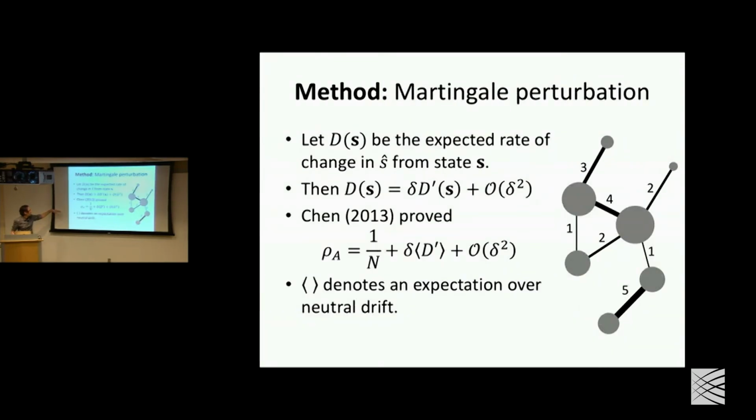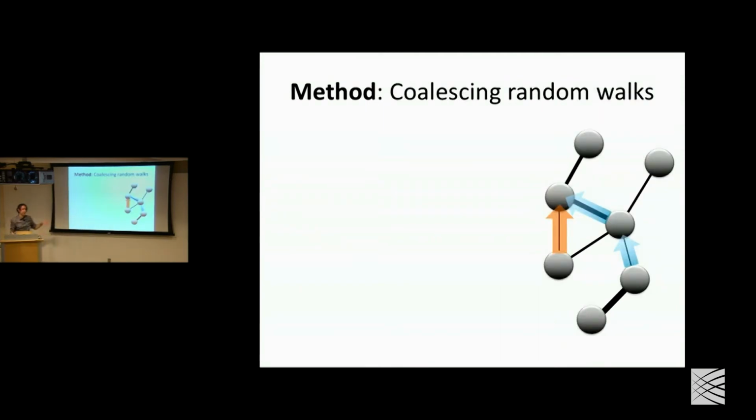So we now need to understand this D prime quantity. We've reduced it to understanding how this D prime behaves under this particular expectation. For that, we need to understand something about the distribution of states that arise under neutral drift, and in particular, what's the pattern of assortment. So how likely is it, for example, for an A to be next to another A. And the method we're going to apply here is coalescing random walks. The idea is that we start from two given vertices, and we trace their ancestries back in time.